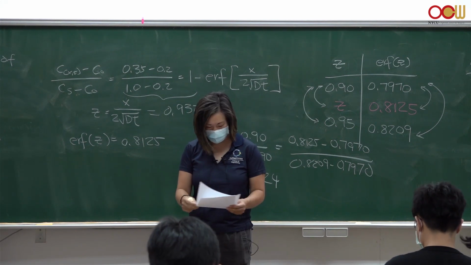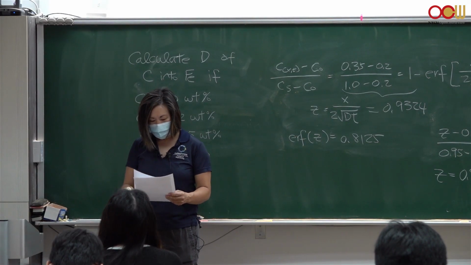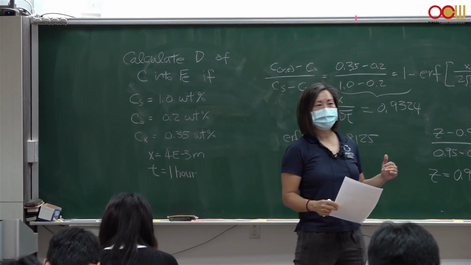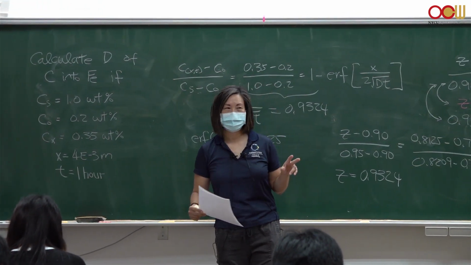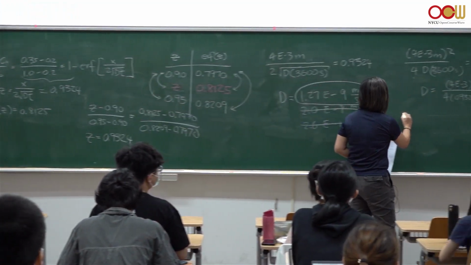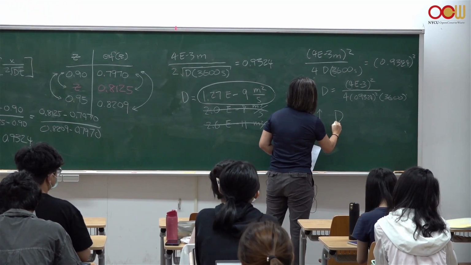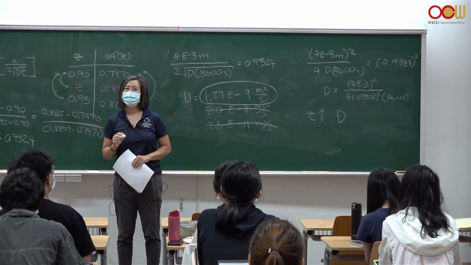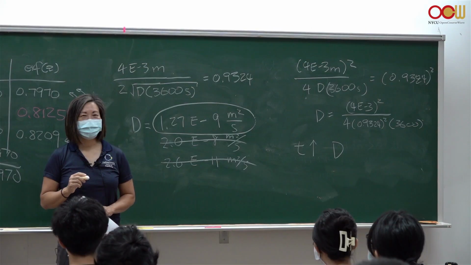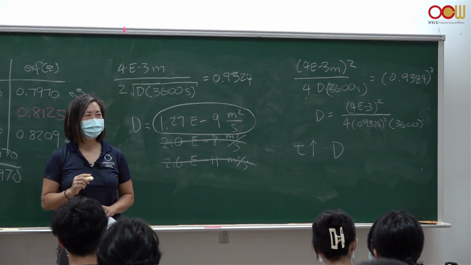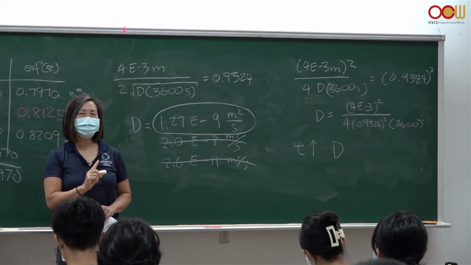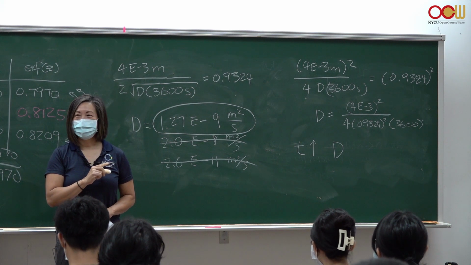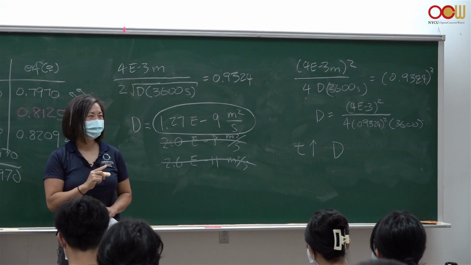Now, I have another question for you. If we increase the time for diffusion, so instead of 1 hour, I say I want to go to 2 hours. If I increase the time, what will happen to my diffusion coefficient? Will it go up or down? Okay, I have a vote for going down. I see somebody else, you in the back, you think it won't change, right? Okay, anyone think it'll go up?